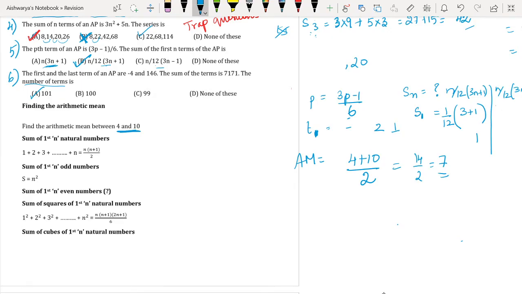Then here I have given some formulas. So what are the formulas that we have here? Sum of the first n natural numbers. What is the sum of the first n natural numbers?